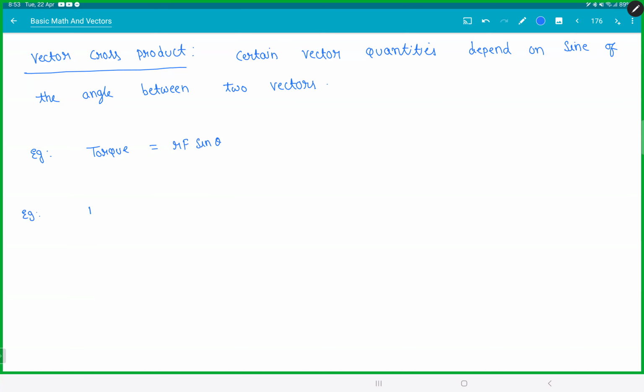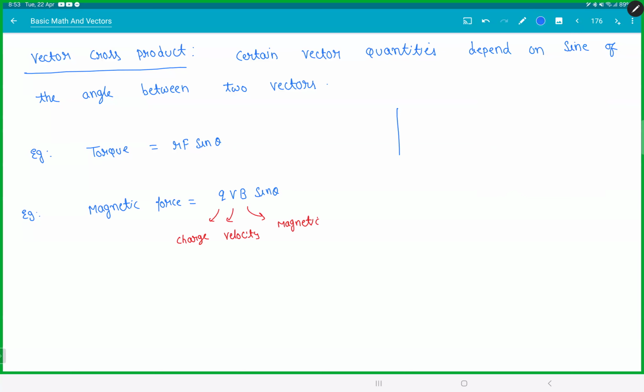If you see magnetic force, this is given by charge into velocity into magnetic field into sine theta. This is charge. This is velocity, and this is magnetic field. So we have observed there are a lot of quantities like this, which depend on the sine theta.